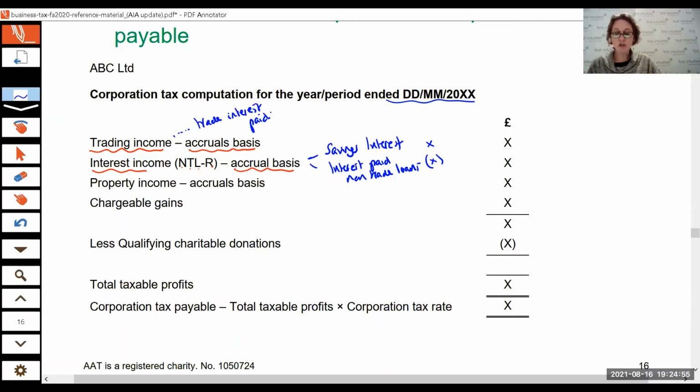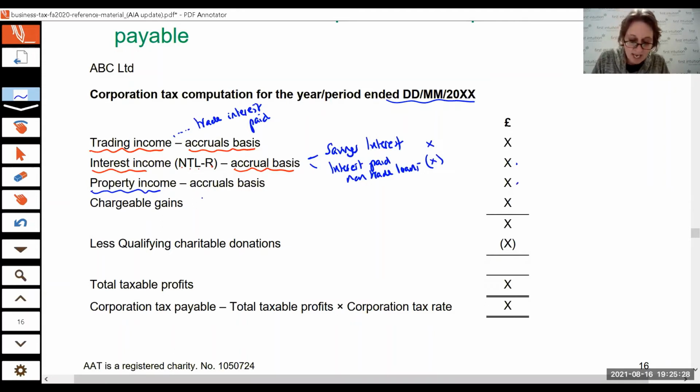Any non-trade loans, a loan to an employee, a loan to buy, oh goodness, an investment property or something that you're going to rent out. Any interest on that sort of thing gets netted off against the interest that you've received, and it gets included as a separate line in the interest line. Property income. So you are renting out a property, you've got some rent from that, net of your property expenses, accruals basis, stick it in on its own line.